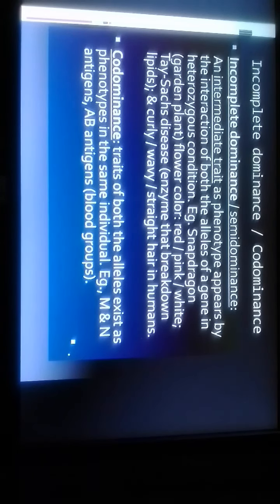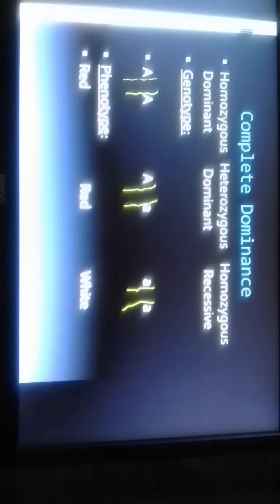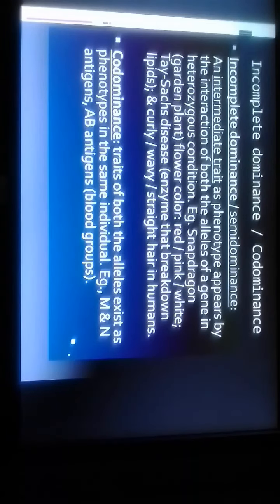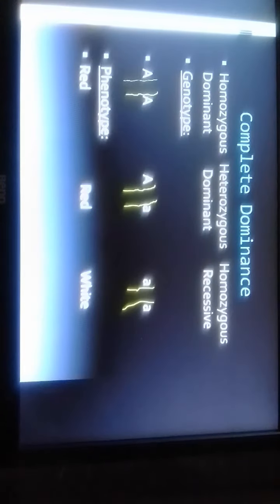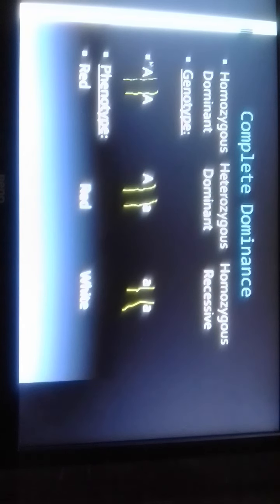Here we have to see the difference in meaning among the important terminologies in genetics: complete dominance, incomplete dominance, and codominance. Now, in the case of complete dominance, you see there are a pair of alleles when they are in dominant condition, homozygous dominant condition, express a character, red color.